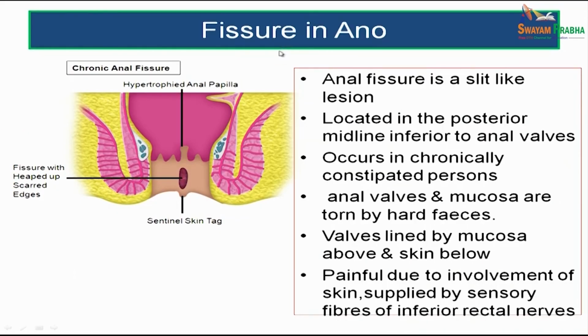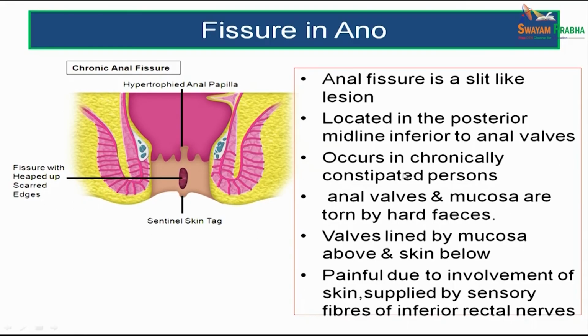First we will take up fissure in ano. What is an anal fissure? It is a slit-like lesion. You can see the interior of the anal canal. There is a slit-like lesion here which is located in the posterior midline, inferior to the anal valves. Usually it occurs inferior to the anal valves.